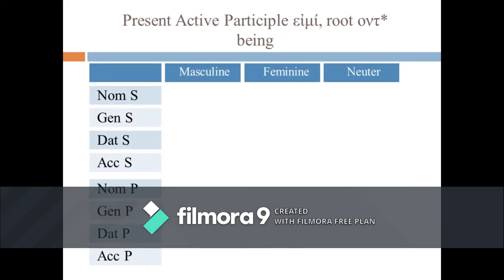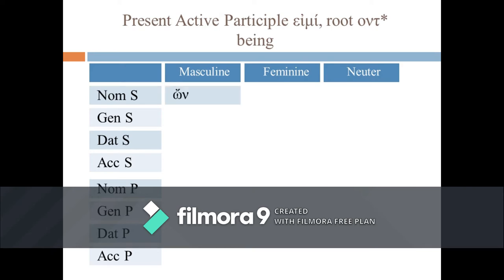The present active participle of eimi, the root of which is ont, and eimi by itself means I am, you remember? And therefore its participle would be being. So this is the participle of being. Remember, the participle is an adjective. So we're going to decline it just like we normally decline an adjective. But a present active participle is always in a 3-1-3 declension. So let's look at it.